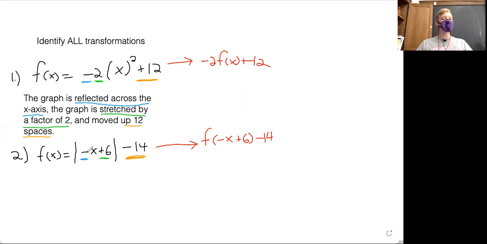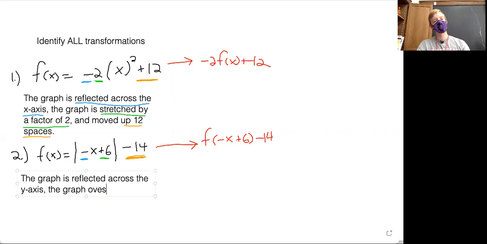So we can describe our transformations similarly as the other problems we've been doing. This negative in front of the x is going to cause a reflection, but since it's inside the absolute value, it's going to be a reflection across the y-axis. The +6 will move our graph side to side. Similarly, as +6 inside these parentheses would move our graph side to side. And just like before, this +6 will move our graph 6 spaces to the left. And the -14 that's outside the absolute value will move our graph down 14 spaces.